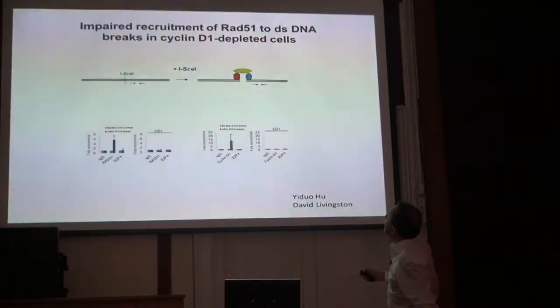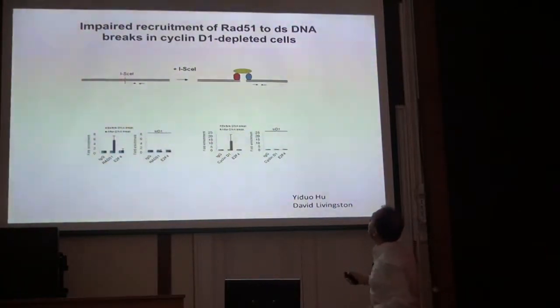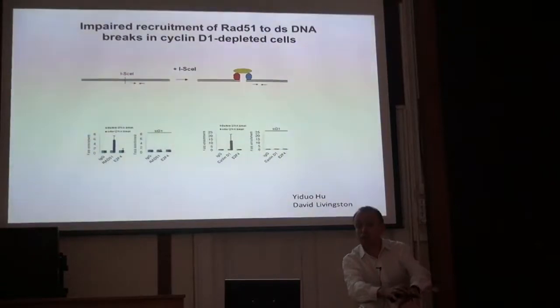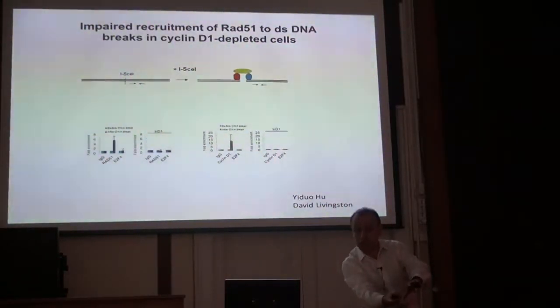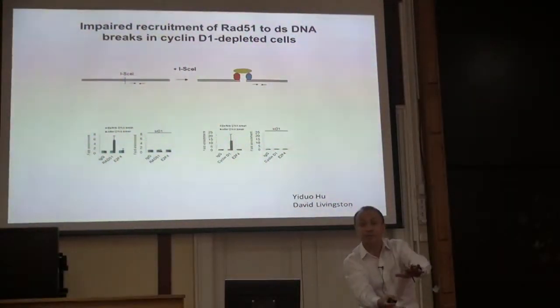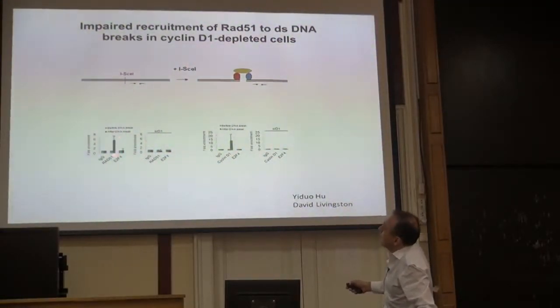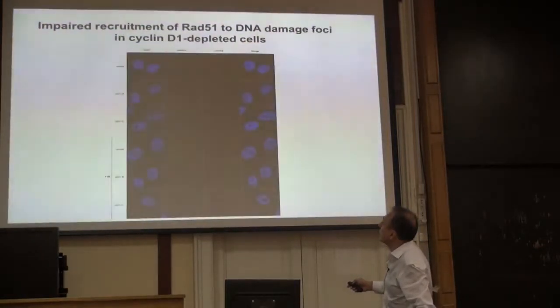So not only are cyclin D1 and RAD51 being recruited, but what happens if you don't have cyclin D1? RAD51 is not recruited well. Here you can see the recruitment of RAD51 before and after the break, and see what happened if we knock down cyclin D1. Now RAD51 is not being recruited.